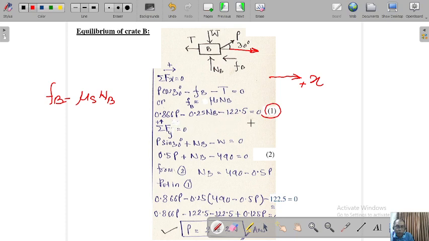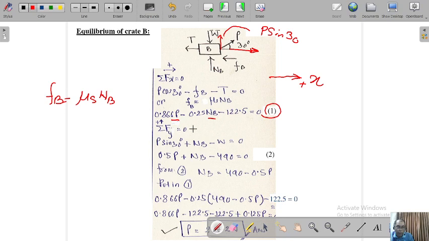We call it equation 1 because you have two unknowns. P is an unknown, Nb is an unknown. If you apply sigma Fy equal to 0, one more component is going to be produced. This component is P sine 30, acting towards the positive y. Nb is also acting towards positive y, and the weight is acting downwards. This is minus 490.